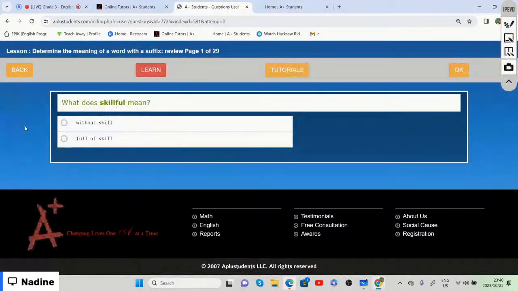And in order for you to know the meaning of a word, you need to know the meaning also of a suffix, or what that suffix means. For example, in this case, skillful, the suffix is full, which is F-U-L or F-U-double-L. So what does skillful mean? If they say somebody's skillful, is it without skill or full of skill?